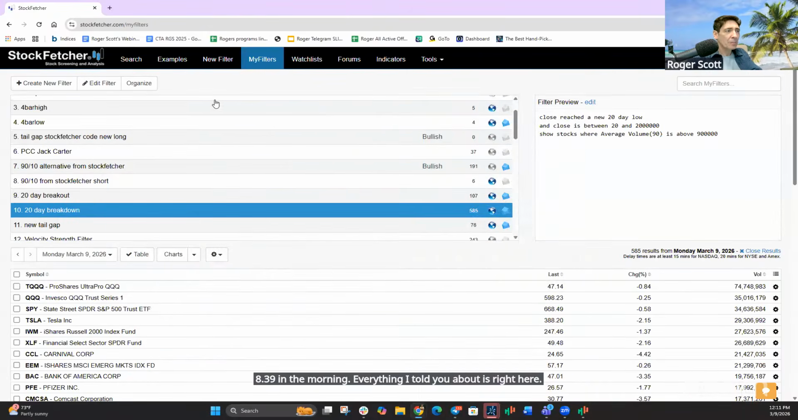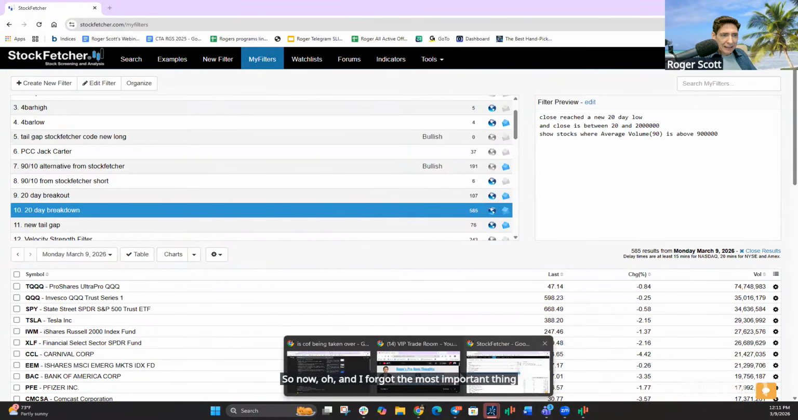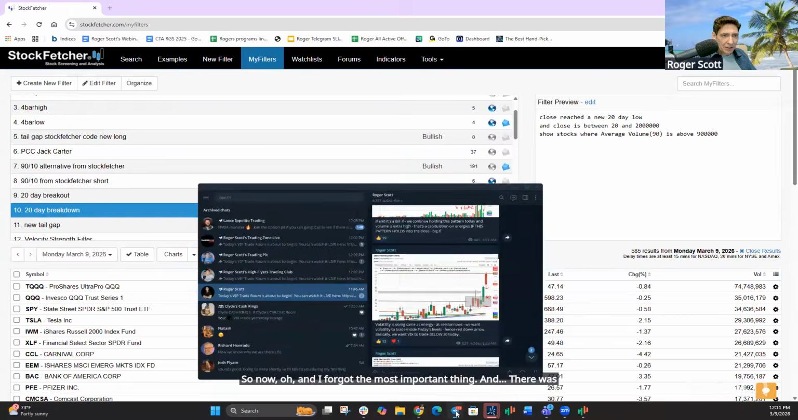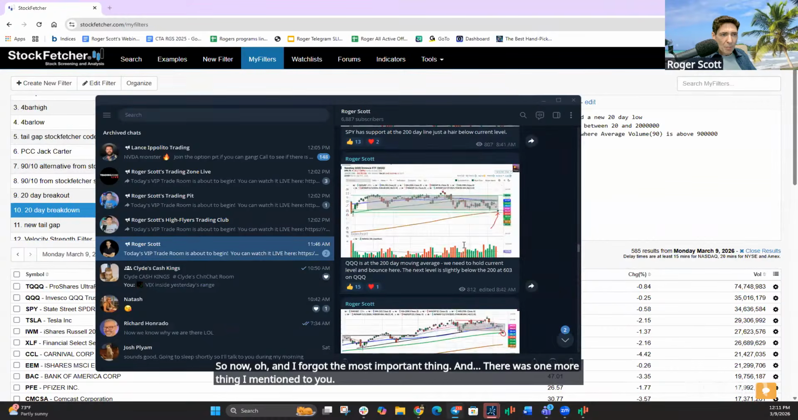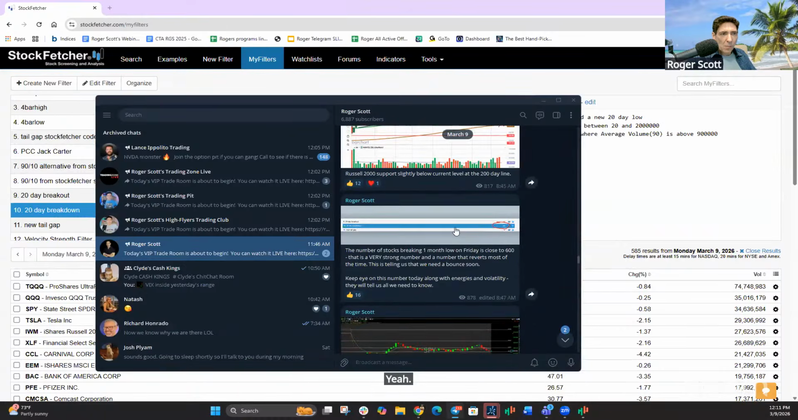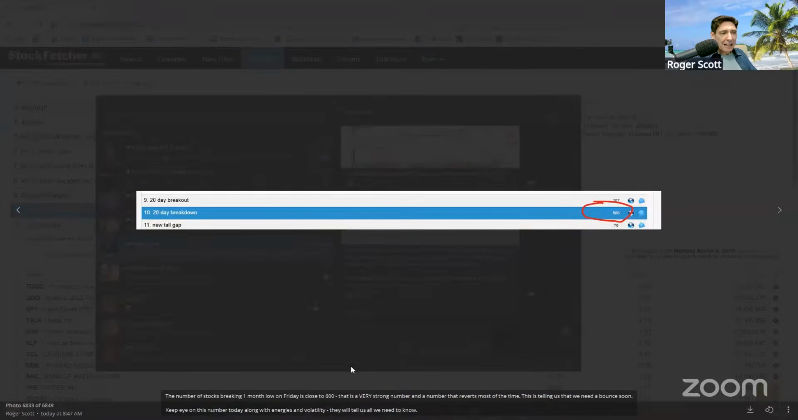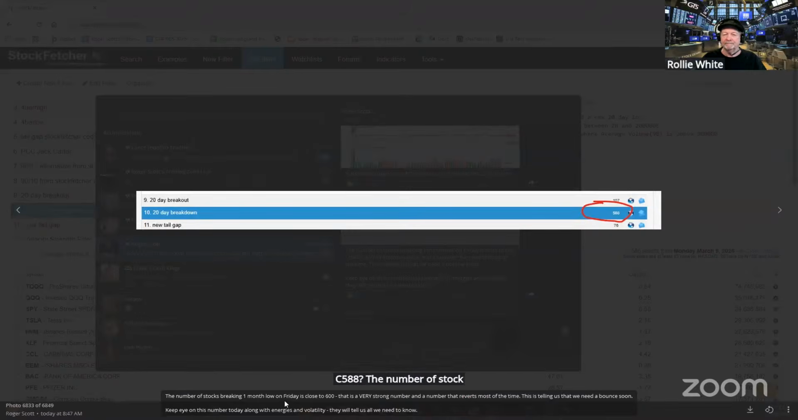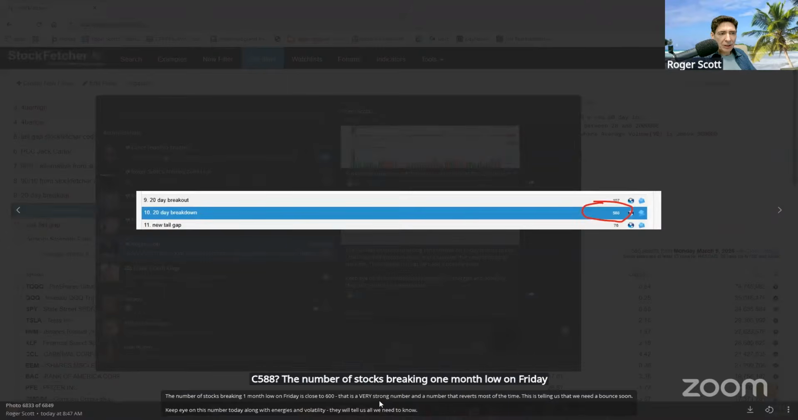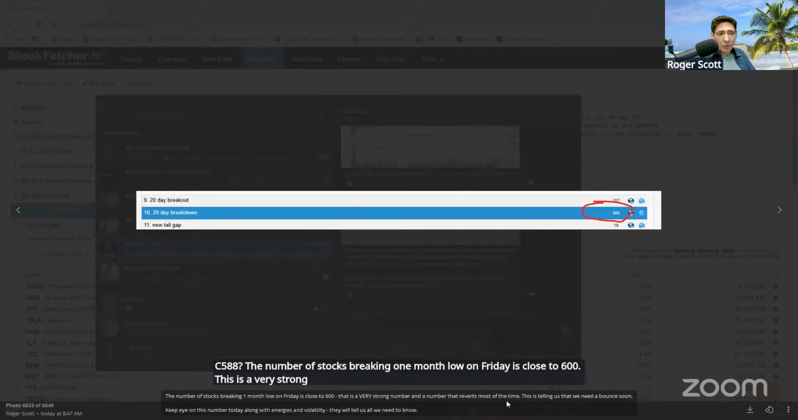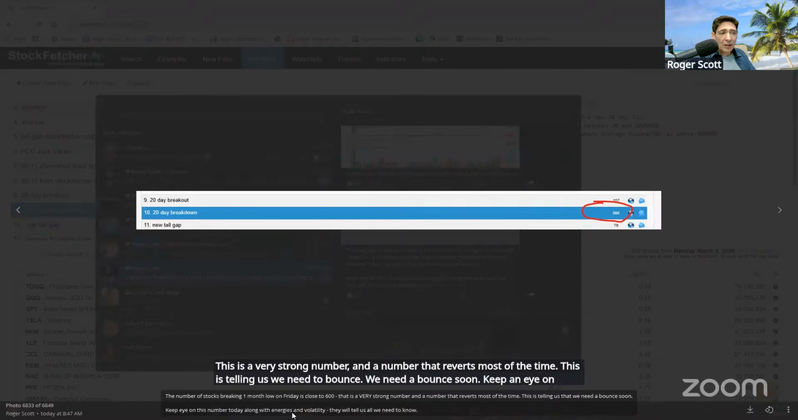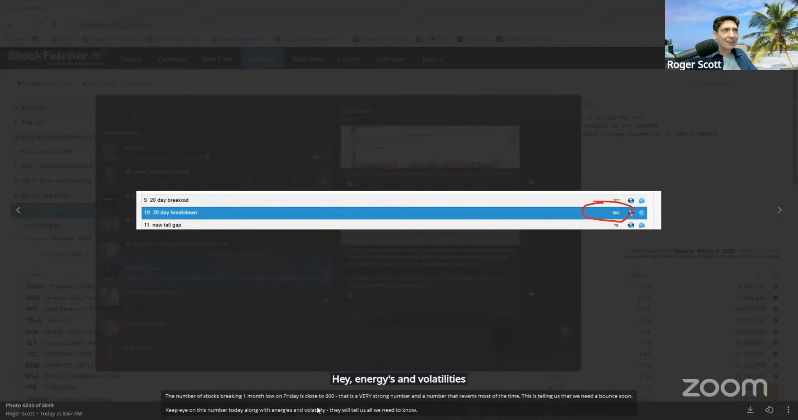So now, I forgot the most important thing. There was one more thing I mentioned to you. See 588? The number of stocks breaking 1 month low on Friday is close to 600. This is a very strong number and a number that reverts most of the time. This is telling us we need a bounce soon. Keep an eye on this number today, along with energies and volatility. Didn't we just talk about that?